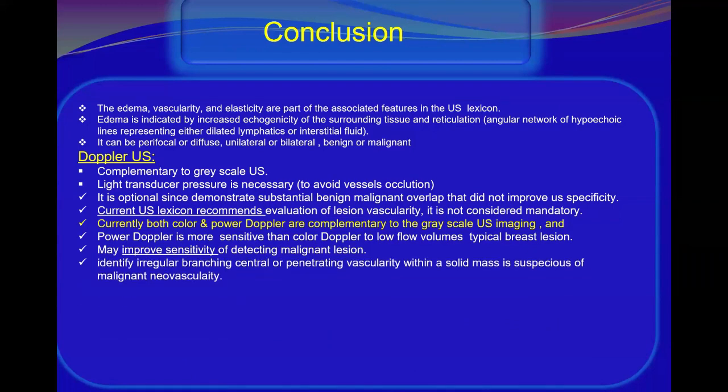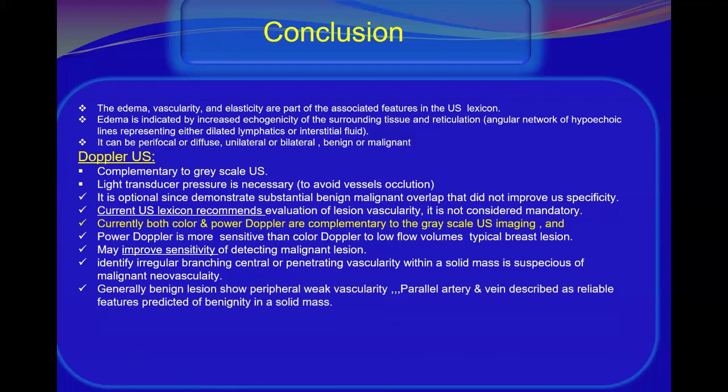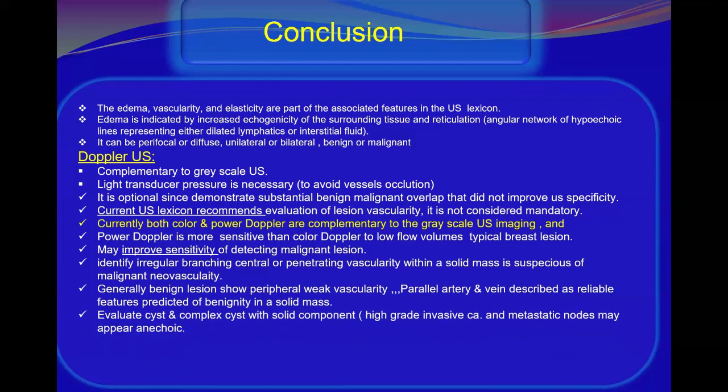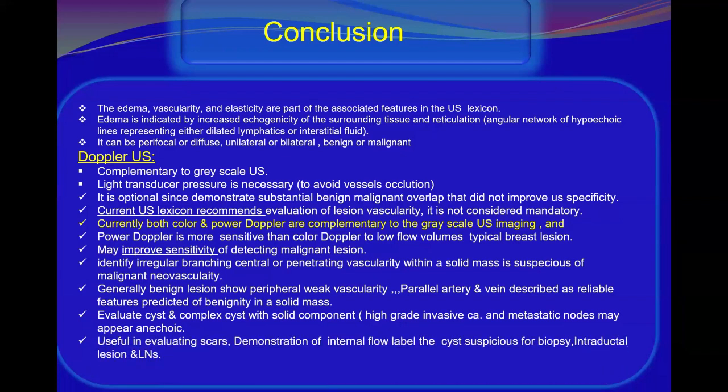detecting malignant lesions. Identifying irregular, branching, central, or penetrating vascularity within a solid mass is suspicious for malignant neovascularity. Generally, benign lesions show peripheral weak vascularity. Parallel artery and vein is a reliable feature predictive of benignity in a solid mass. It is used to evaluate cysts and complex cysts with a solid component. High-grade invasive cancer and metastatic nodes may appear anechoic. It is useful in evaluating scars. Demonstration of internal flow makes the cyst suspicious for biopsy, as well as intraductal lesions and lymph nodes.